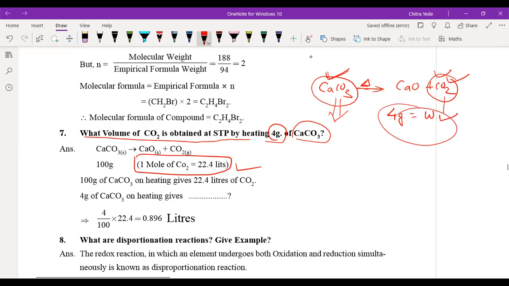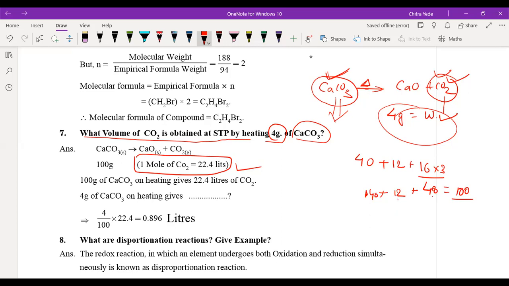Now we have to calculate the molar mass. The atomic mass of calcium is 40, for carbon it is 12, and for oxygen it is 16. But we have 3 oxygens, so we multiply 16 by 3, which is 48. Plus 12 plus 40. 48 plus 12 is 60, and 60 plus 40 is 100.